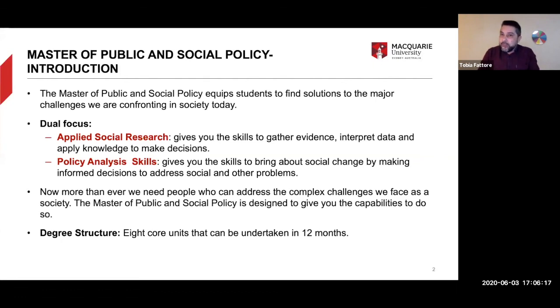So the degree will give you a deep understanding of the forces that shape policy and also the processes involved in making policy. And so therefore you'll develop really advanced skills in critical analysis to help you design and deliver effective policy solutions, essentially in the public interest, as well as the confidence to make socially informed judgments. Now I'll talk a little bit about the degree structure in more detail in a moment, but it essentially involves 8 core units that can be undertaken in 12 months.